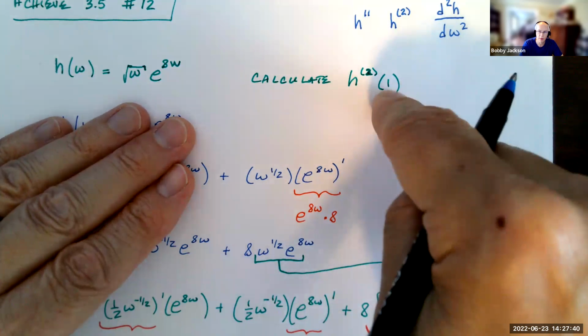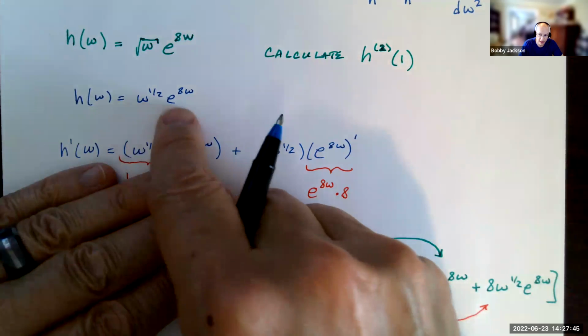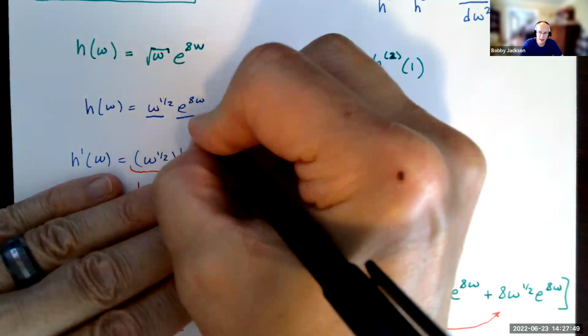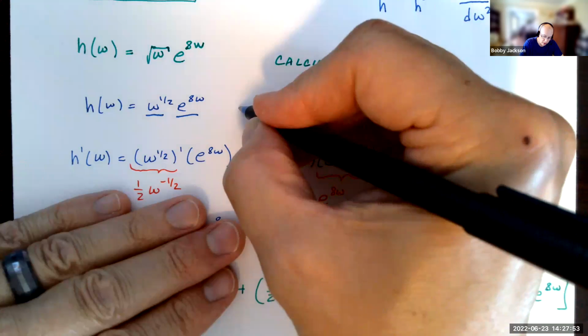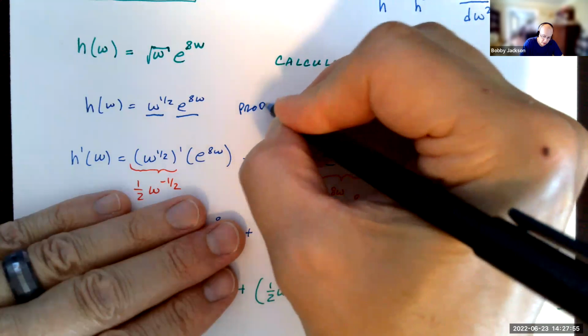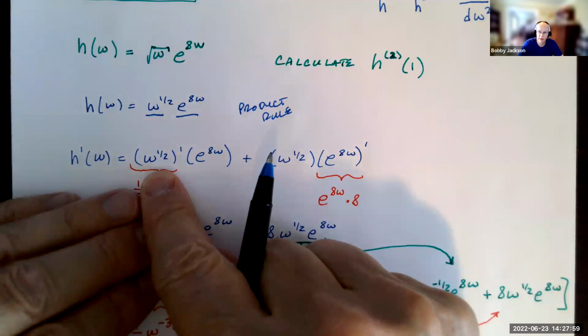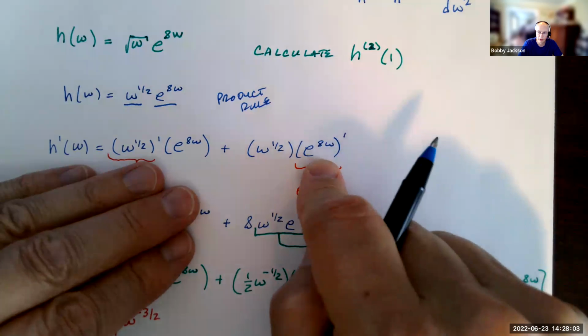Notice, first thing I would rewrite the square root of w as w to the 1/2. And you'll notice I have a product of two functions, w to the 1/2 times e to the 8w. So what rule am I going to use here? I'm going to use the product rule. The product rule says I take the derivative of the first function, w to the 1/2, times the second one, and then the first function times the derivative of the second one.